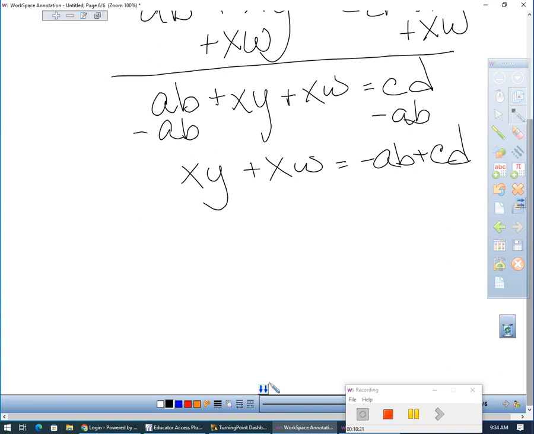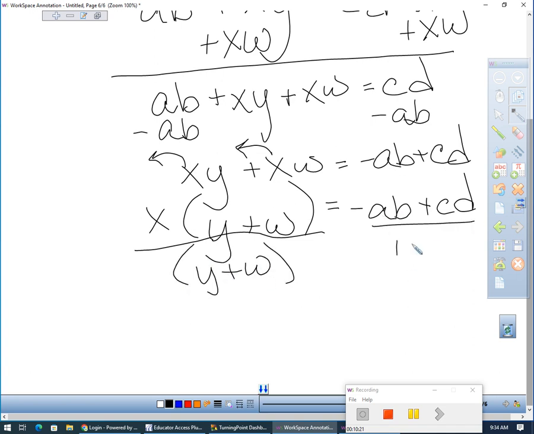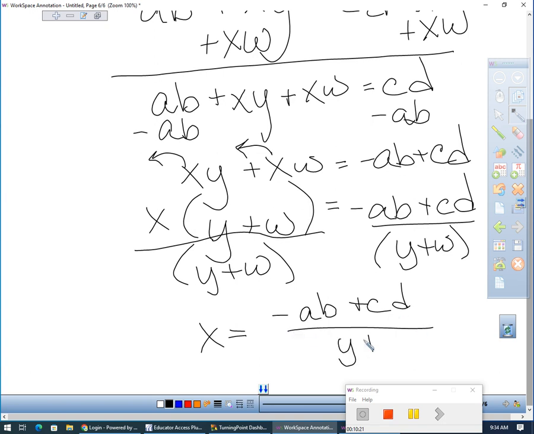We have an x in two terms. So what do we have to do? Yeah, we have to undistribute. So we're going to take this x out of both of these, put it in front of the parenthesis. We're left with y plus w equals negative ab plus cd. And what is always our very last step? Divide. So we're going to divide by y plus w. We get x equals negative ab plus cd all over y plus w.